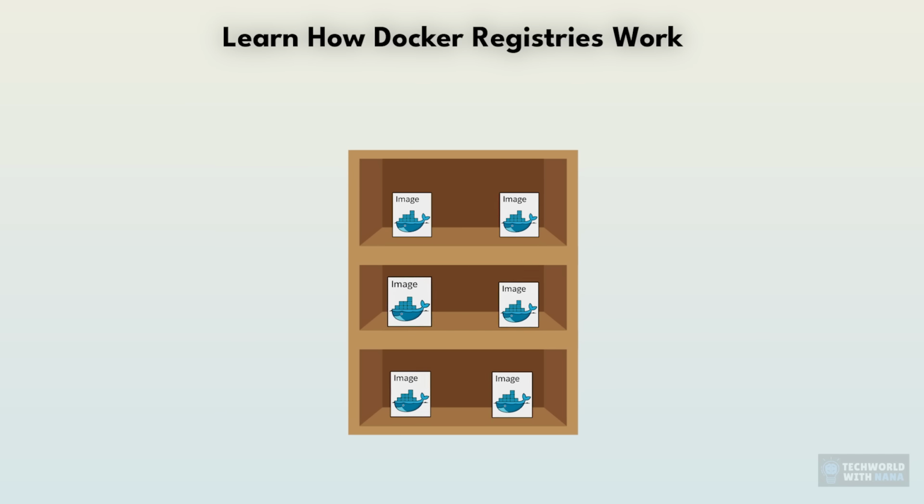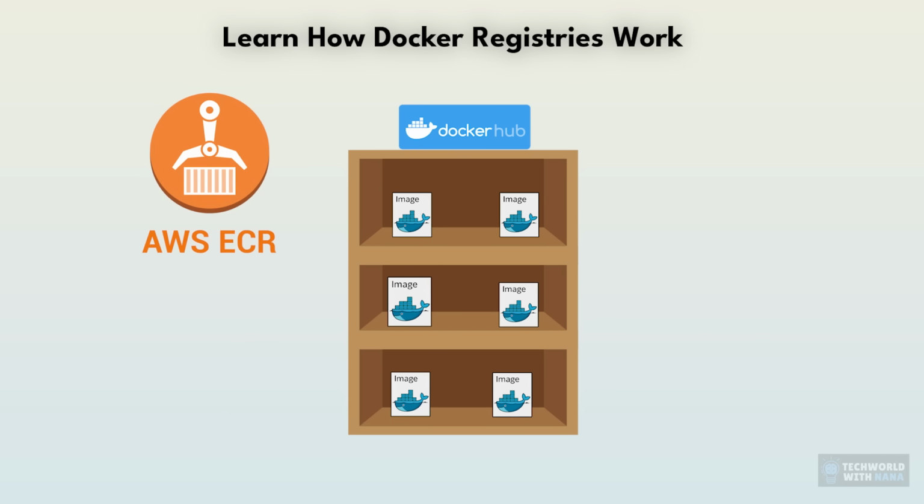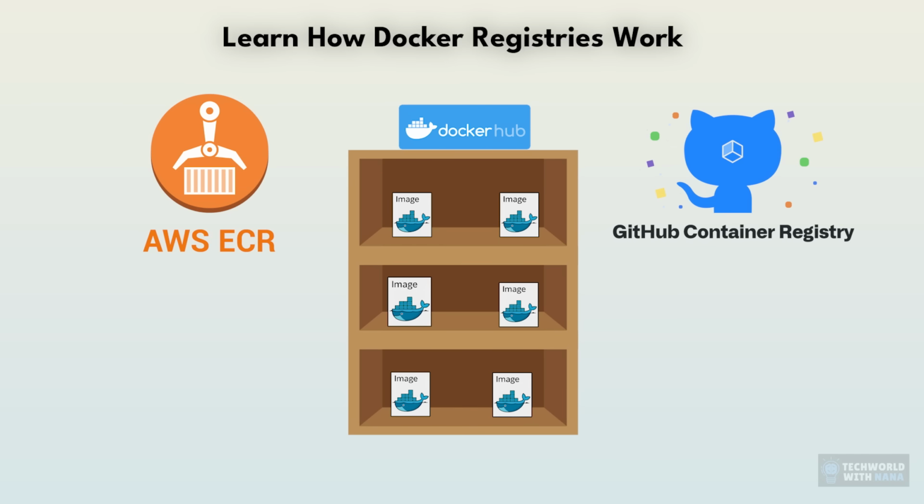So the first step here is learning how to use Docker registries like Docker Hub or AWS ECR, which is another very popular one. Or if you're using GitHub Actions, for example, you can use GitHub Container Registry for simplicity. And that will help you integrate Docker in your CI/CD pipeline.